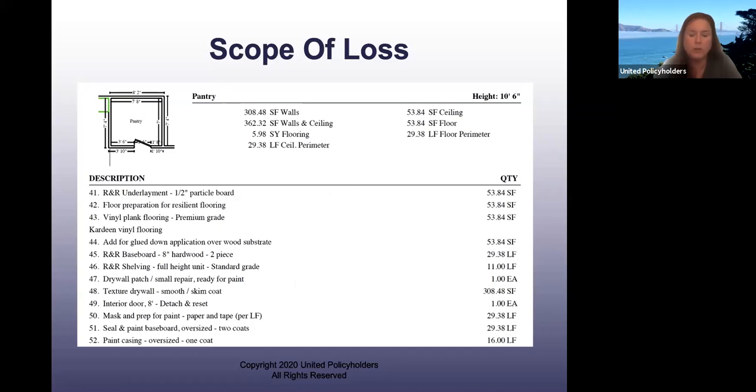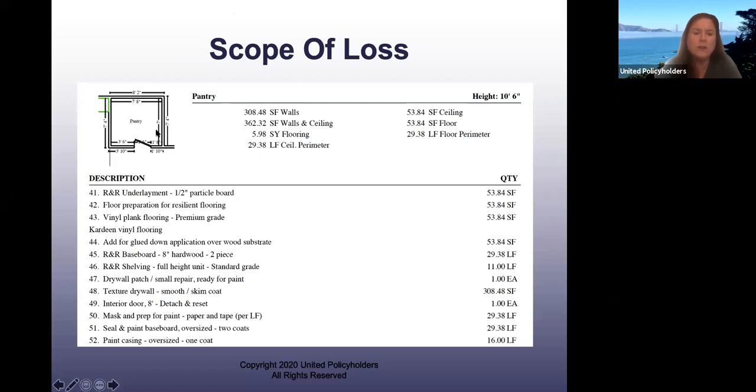Hold on, let me look at my next screen. So what we want to do, and you guys will probably have to use your estimate, is, at this point, why don't you pull out your estimate? Choose a room that's easy. So I chose this pantry in this loss here. Choose a room and then think about what I'm going to go through here.